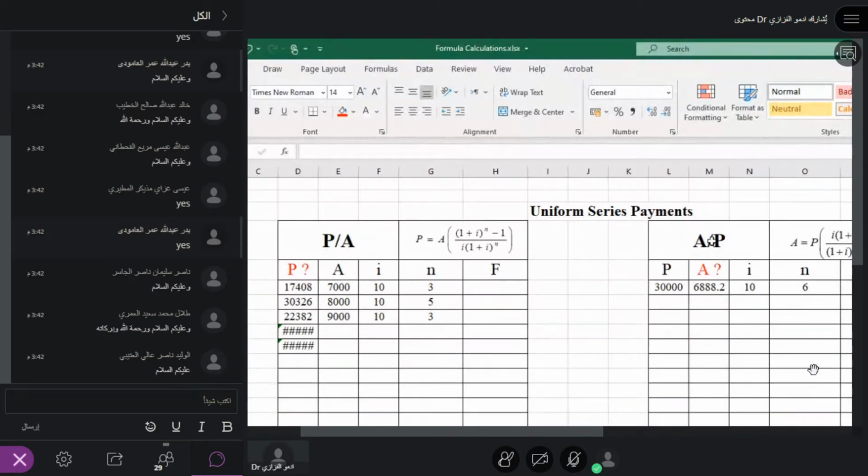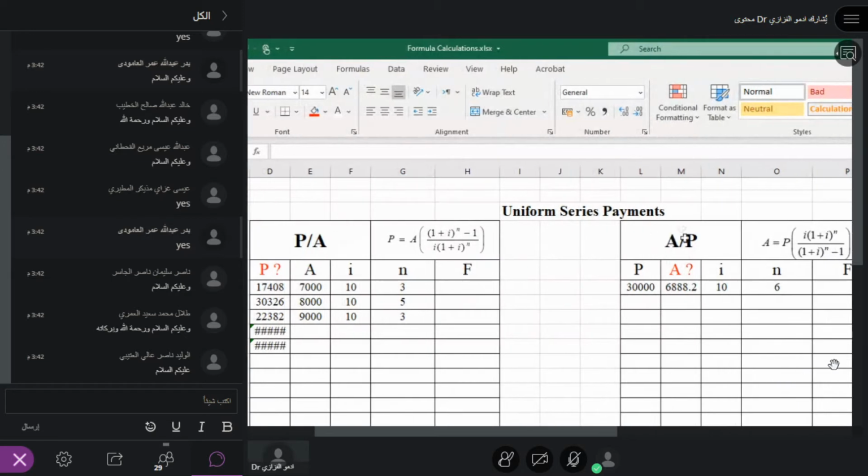Every time you want to translate these formulas, it's like you are given the denominator and you'll be asked to find the numerator, just the same thing, the way you have it here. So you have P, and you will be looking for A, given I and N. So you just plug it in, and then you have everything ready for you. So these are the main formulas for this uniform series.